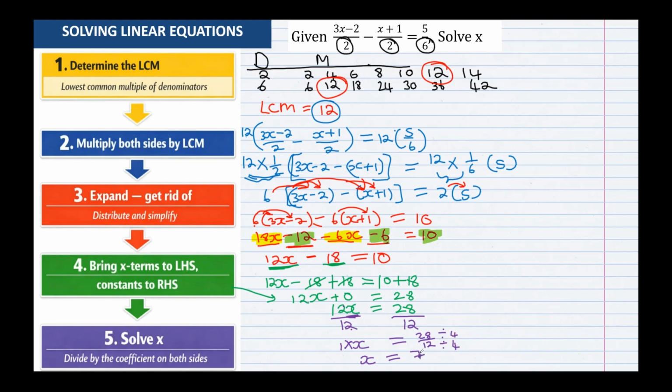And you can go check if this is correct by substituting this back into this equation. So you can put the x value in here. Then you check if this x value makes the right hand side equal to the left hand side.